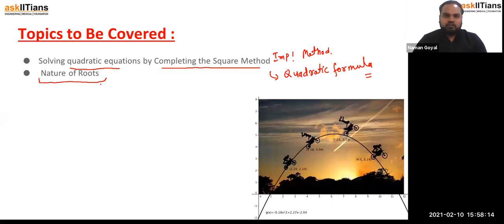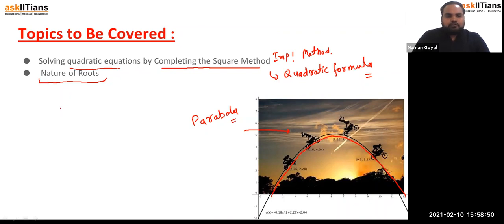As I told you in previous lectures, roots are the values of the variable at which the value of the quadratic polynomial becomes zero. That value of the variable is known as the root. The graph of this quadratic polynomial is known as a parabola. So in today's lecture we are going to learn about solving quadratic equations by using the completing the square method.